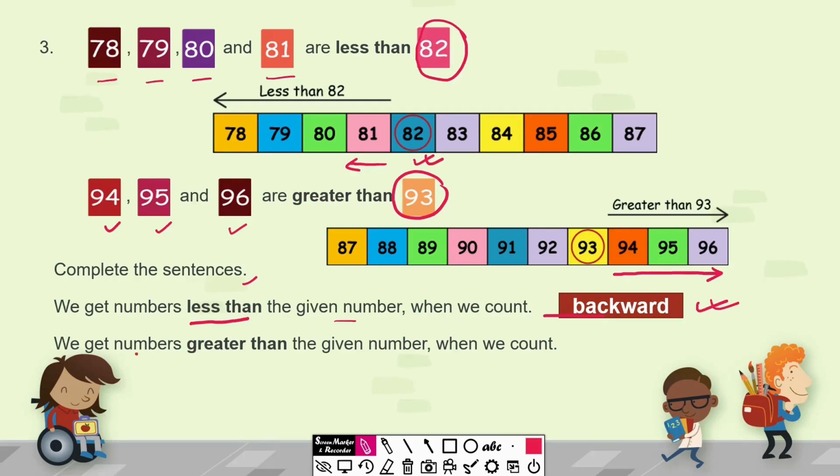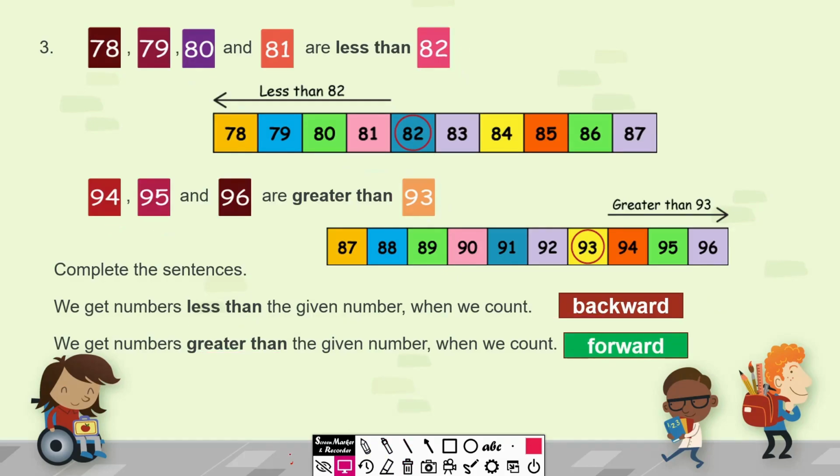Okay, now we get numbers greater than the given number when we count blank. See, which side we are counting here? Forward, right? So the correct answer is forward. Very good. Let's move to the next question.